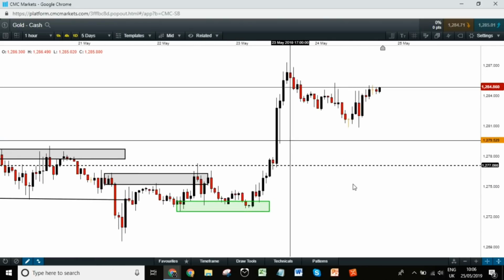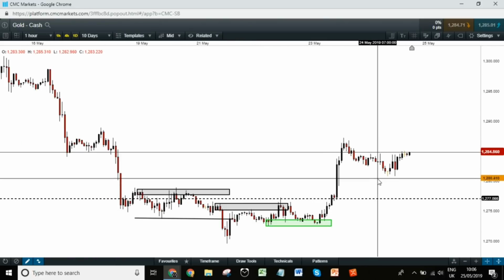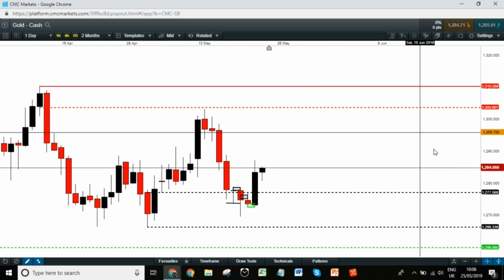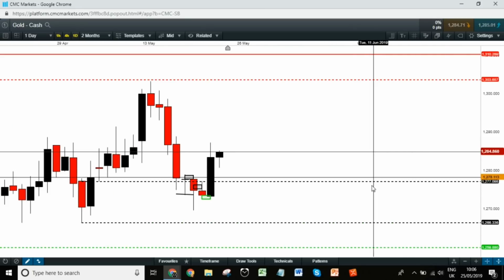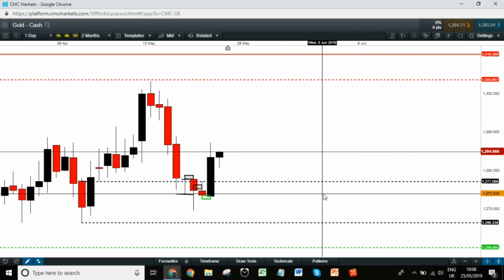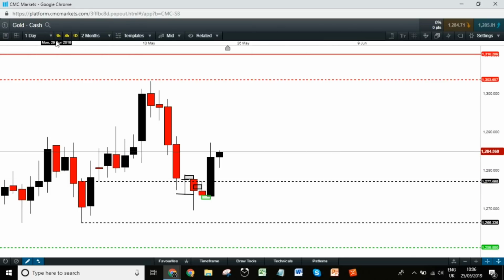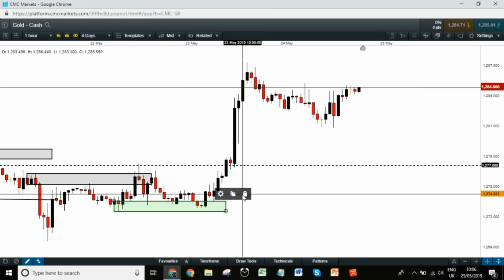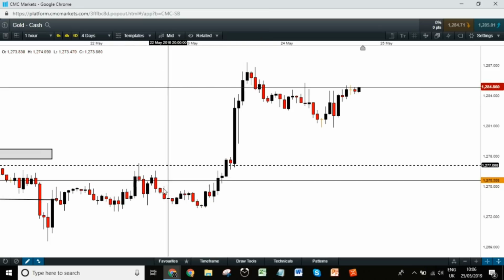So that was the potential there on gold. Now, if we go back to the daily, and we said to ourselves, okay, right now we think this maybe could have the potential to go to the upside. Let's just go back. Let's just remove these so it's clear.